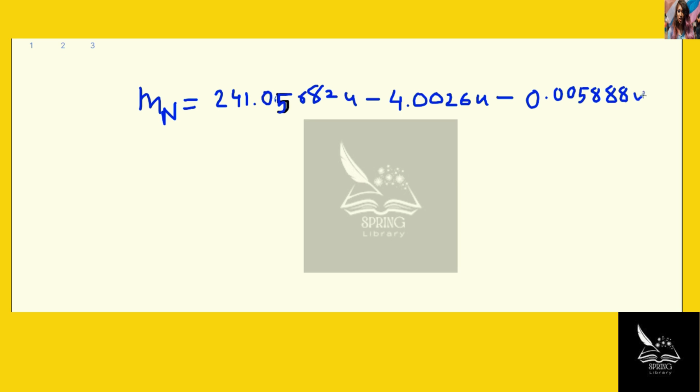0.00588 U. And now you see why we wanted that KE over c squared term in terms of U, so that everything comes out in terms of U. And so you work that out and you get 237.04832 U as the mass of the neptunium nucleus. And that's it.